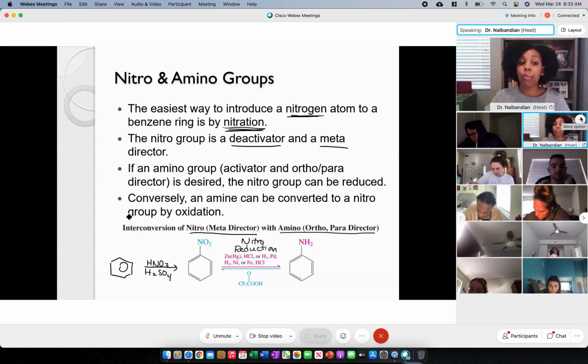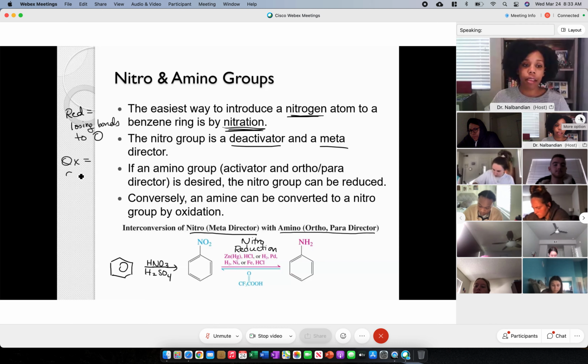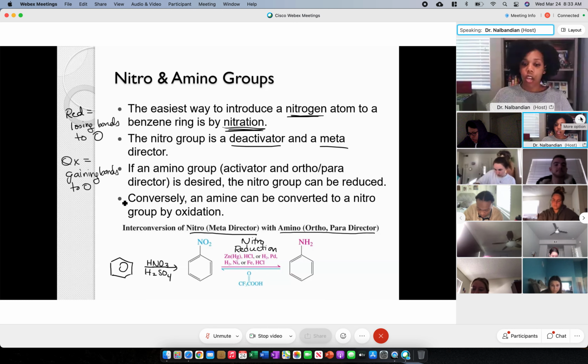So what is a reduction? Losing bonds to oxygen. What's an oxidation? Gaining bonds to oxygen. You should already know that. We talked about that last semester. So a nitro reduction, we can do, so let me point out these two. These are two reductions. We've seen these before, right? When we were doing reduction of the double bond to single bond or triple bond to single bond, we've seen these before. Here we have another one where we use this zinc amalgam in HCl. And then here we use iron metal with HCl. So those are four different possibilities. Note all four can all be used interchangeably for the nitro reduction to get the amino group.